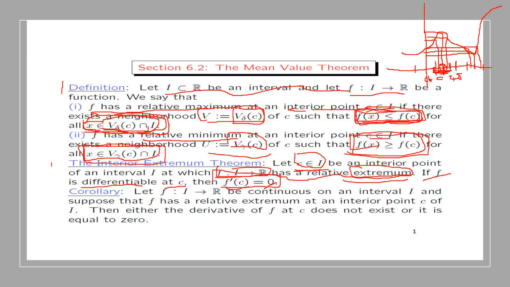Okay, so from this theorem we get this corollary, which says: let f be a continuous function on an interval I, and suppose that f has a relative extremum at an interior point C of I. Then either the derivative of f at C does not exist or the derivative is equal to 0 at a point at which f has a relative extremum.